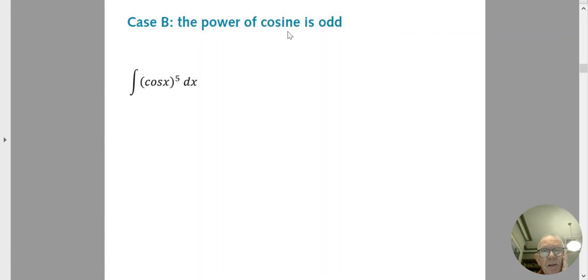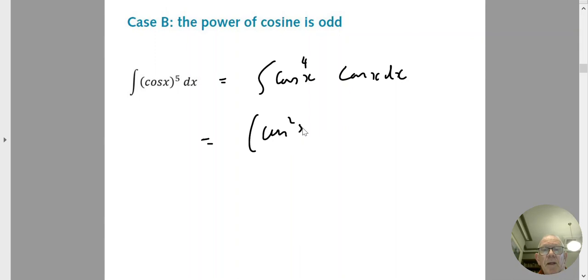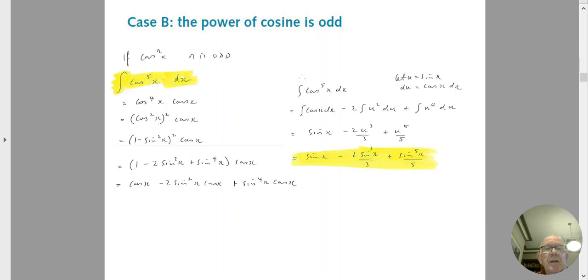When the cos is odd, I'm going to rewrite that as the cos of x to the power of 4 times cos of x dx. Then I'd like to consider this as being the cos squared x, squared, times cos of x dx. And what that looks like is this.